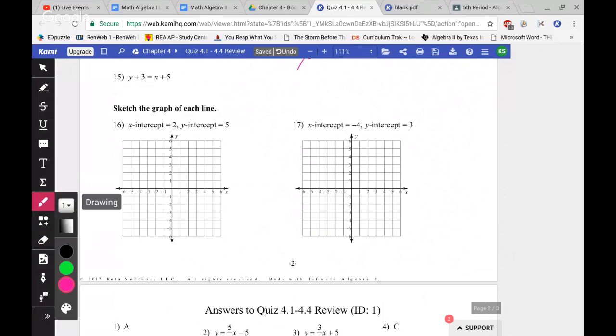All right. So the x-intercept and the y-intercept are each individual points. This one means that it intercepts the x-axis at the point of 2, which would be here.